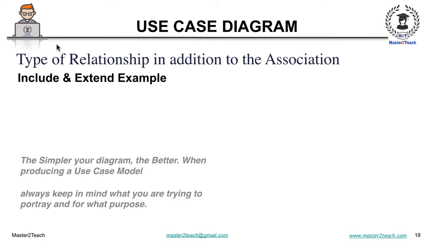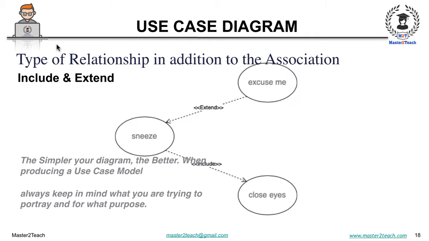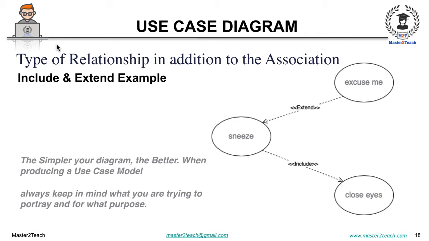Another base example to demonstrate the difference between include and extend relationships is: if you sneeze, you will close your eyes. That's an include relationship, because it's going to happen whenever we sneeze. Whereas, if you sneeze, you might say "excuse me." That's an extend relationship, because it supplements the sneeze, but isn't completely necessary in the sneezing process.